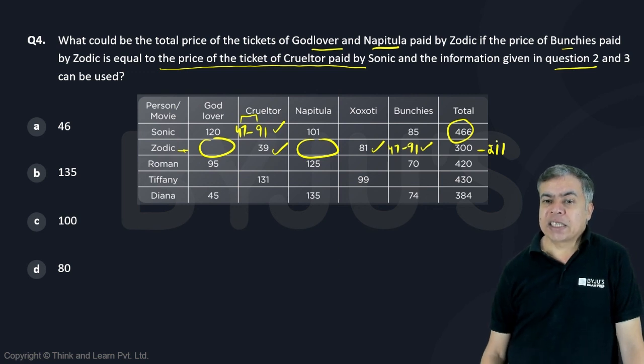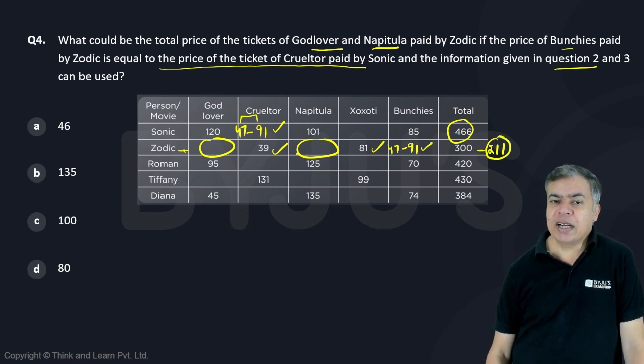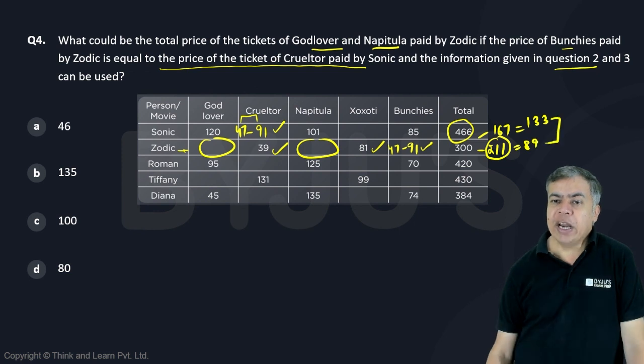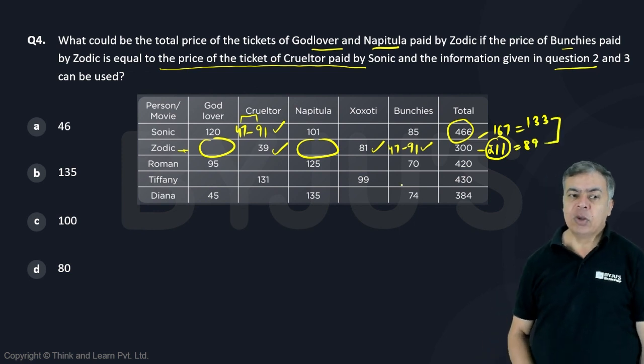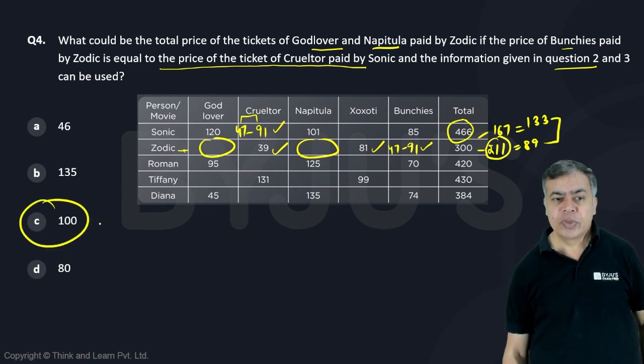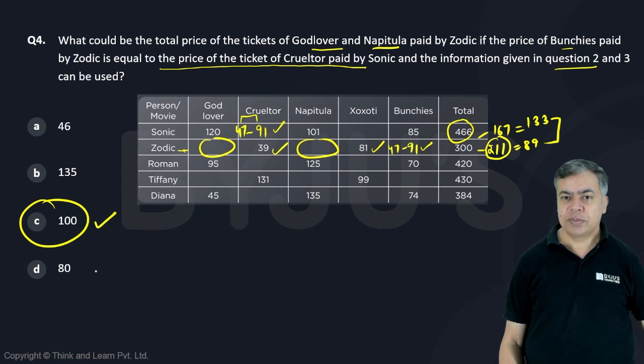That means maximum you can subtract 211, right? Minimum you will subtract, this will become 120 and 47, that is 167. So that means the range of the other two values will be, now 300 minus 167 will be 133, and here it will be 89. So from 89 to 133 the possible value. So in between 89 to 133, which value is there? 100, right? There is no other value in this range, right?